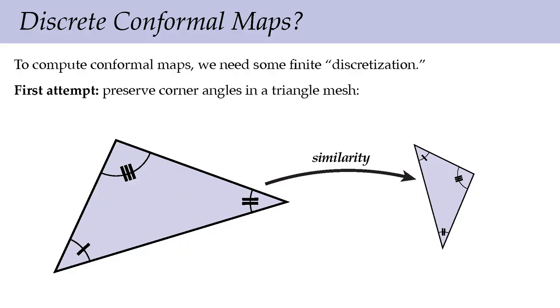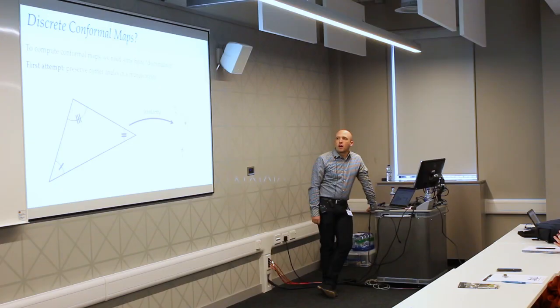The other thing to get out of the way is the very first thing you might think. This guy said a conformal map is one that preserves angles. If I have a triangle mesh representing my surface, well, that thing has angles. So why don't I just write down an algorithm that preserves the angles of that triangle mesh? That would be a conformal map.